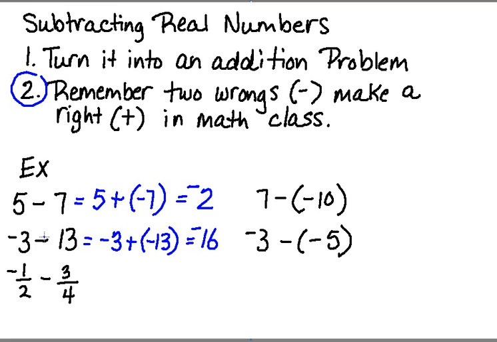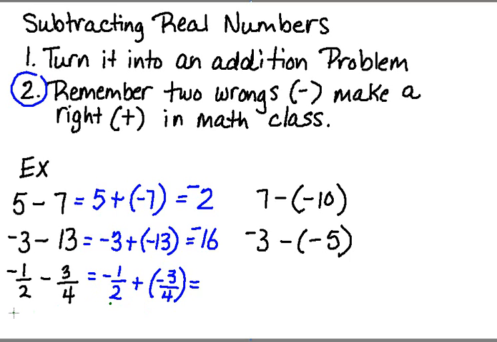I even have a fraction problem here. Again, my first step is to rewrite it as an addition problem: negative 1/2 plus a negative 3/4. Now my rules of addition apply. I'm going to add them together and keep the sign because they both have a negative sign, the same sign. But in this particular case, I've got to find my least common multiple. I'm looking for the smallest number that both 2 and 4 go into. Well, 2 goes into 4, so that is the smallest.